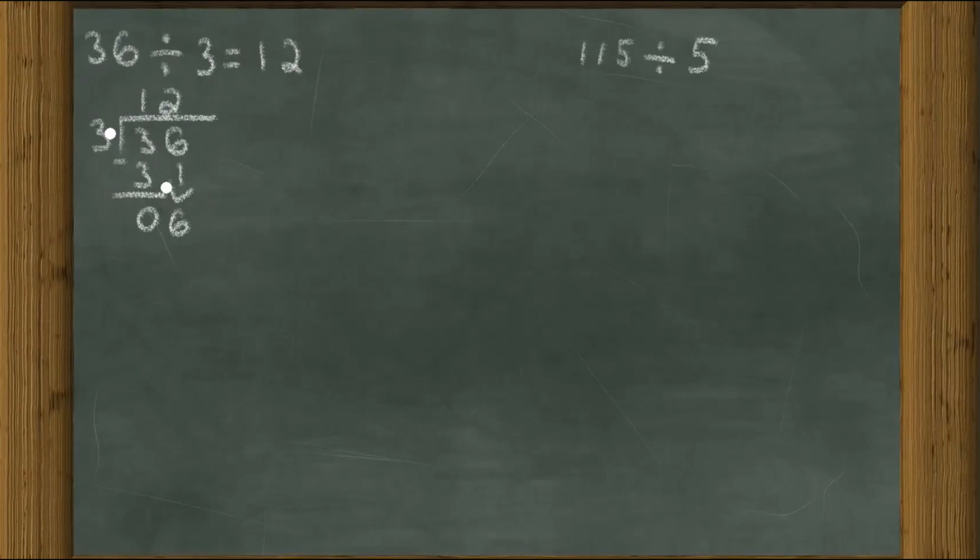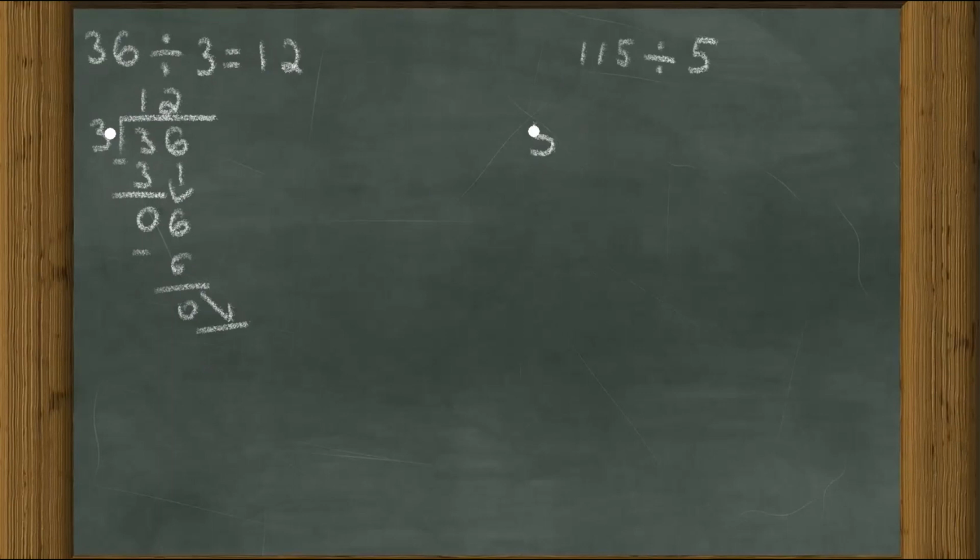And I didn't write this, right? But I know that 2 times 3 is 6. And 6 minus 6 is 0. So that means we're done. And I'm left-handed, so I write my checks backwards. This one's going to be a little bit different, but we're going to look at 115 divided by 5.